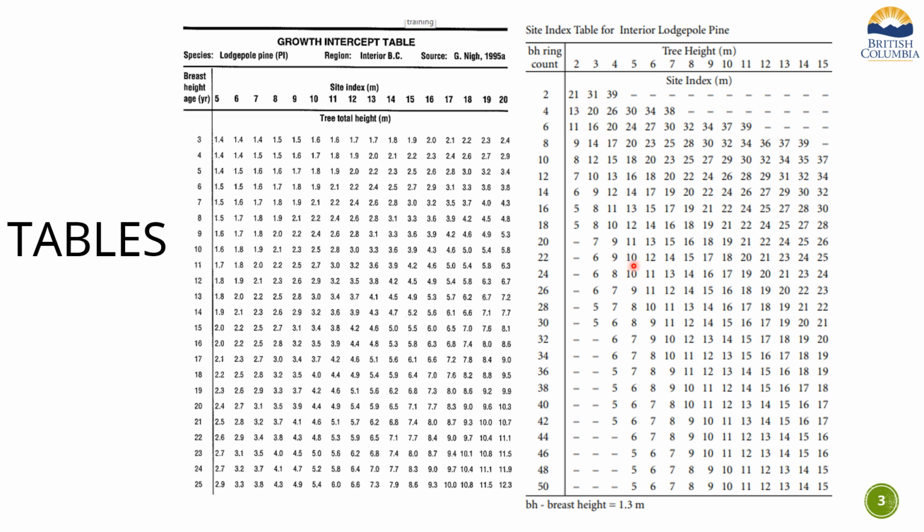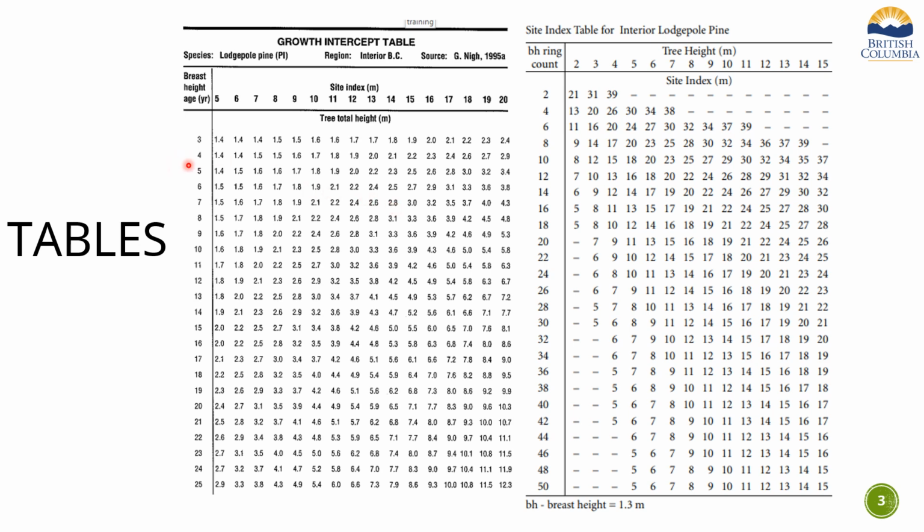Now, in contrast, the tables in the growth intercept method for silviculture surveys work better for free growing age surveys. Here's an example right here. You can find them at the back of that report for spruce, pine, and hemlock. Now, in this table, we have site index across the top, breast height age down the side, and the values within are your top heights, your tree total heights.